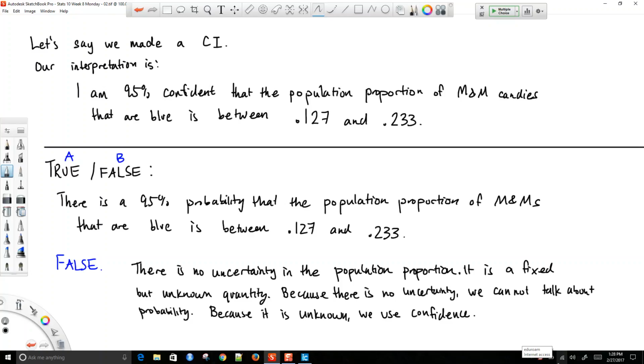And so that's why we cannot say that there's a 95% probability that the population proportion of M&Ms is between 0.127 and 0.233. Either it is in that interval or it's not. There's no uncertainty associated there. We don't know, but we're 95% confident that it is. Okay. Is that all right?